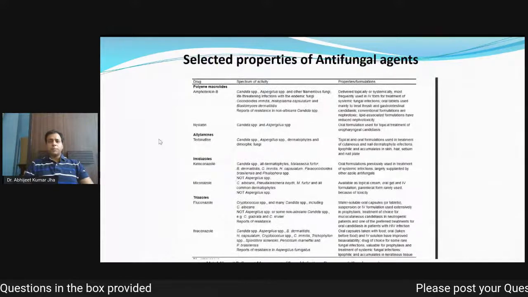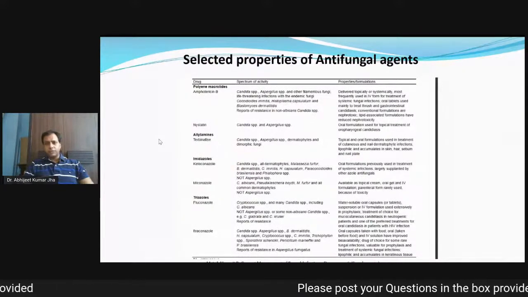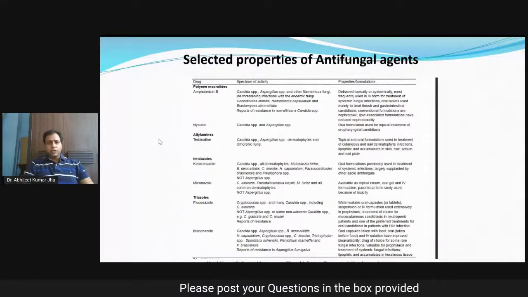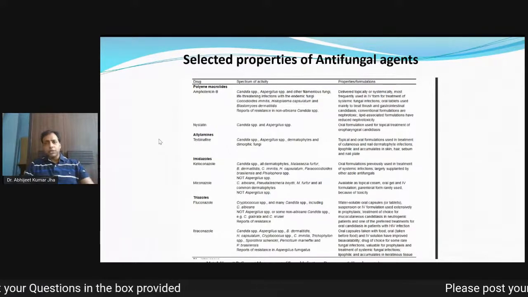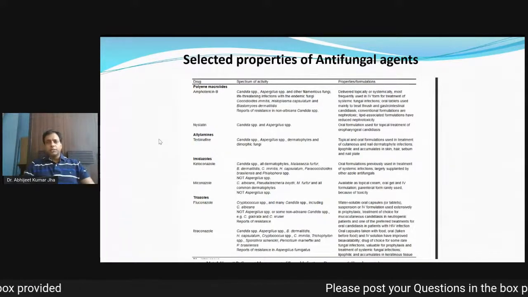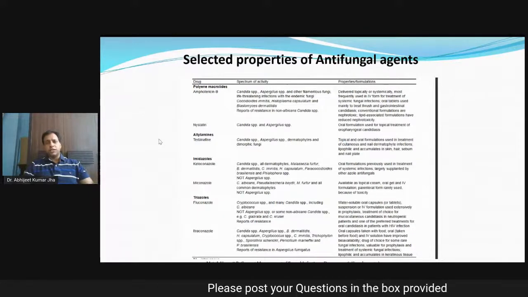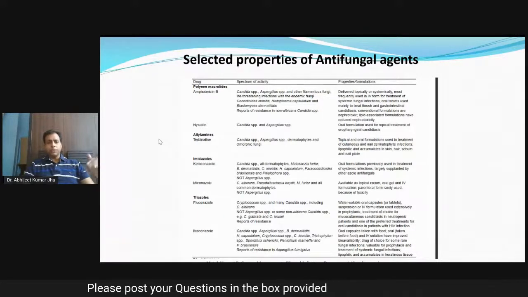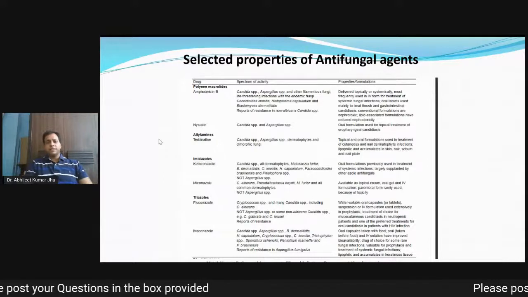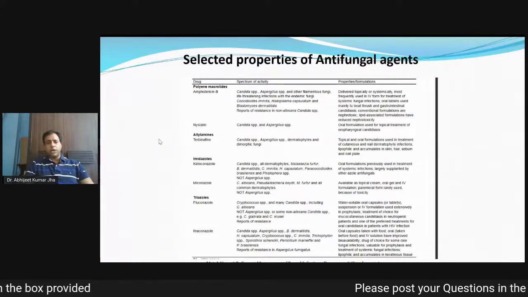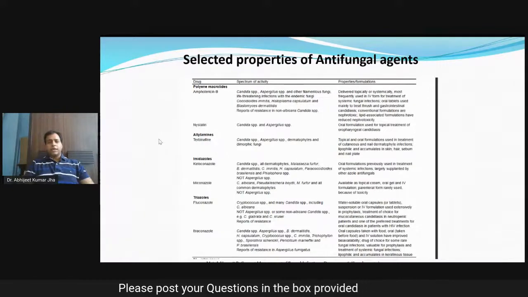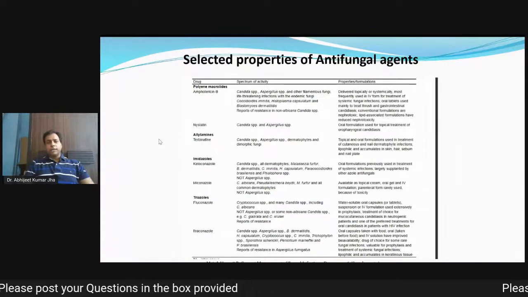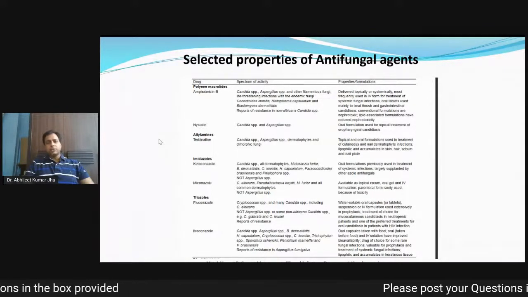Now, there are selected properties of antifungal agents such as amphotericin B. It acts on Candida species or Aspergillus species. I'm not going into details of these slides because for us practicing dermatologists, we need to know when and where to use these kinds of agents. Now, terbinafine also acts on Candida and dermatophytes. Ketoconazole, under the imidazoles, also acts on Candida, H. capsulatum, and others. Miconazole also acts on Candida.